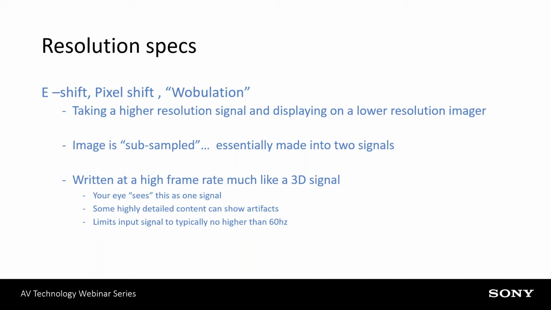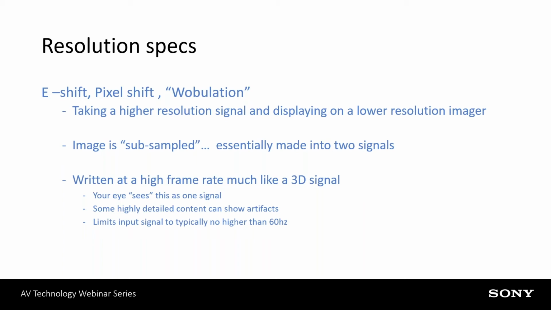There's a lot of terms for it: E-shift, pixel shift, wobulation. There's a lot of ways you can describe it, and they work slightly differently, but basically behind it all is essentially the same idea, where I take a high resolution signal and break it apart and show it faster, at a high frame rate, sort of like the way 3D works, where I would show left eye and right eye, and then your brain puts the two signals back together.